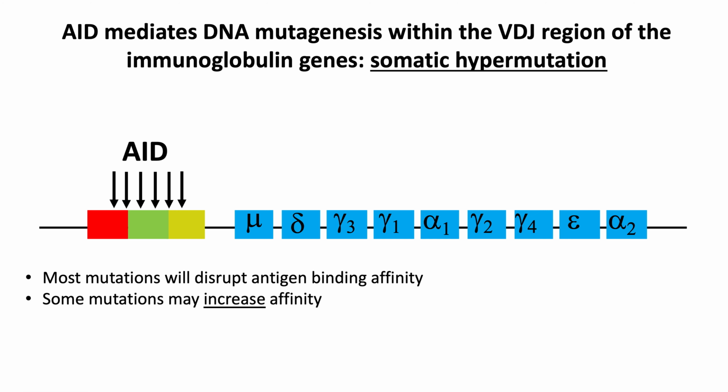The second thing that AID does within the germinal center is that it mediates random mutagenesis within the VDJ region, within the variable region of the immunoglobulin. And this is called somatic hypermutation. And hypermutation because of the rapid rate of mutation within this region. Most of these mutations will actually disrupt antigen binding affinity, and that's bad for the B cell. But some of these mutations may actually increase the affinity of the B cell receptor for its antigen.